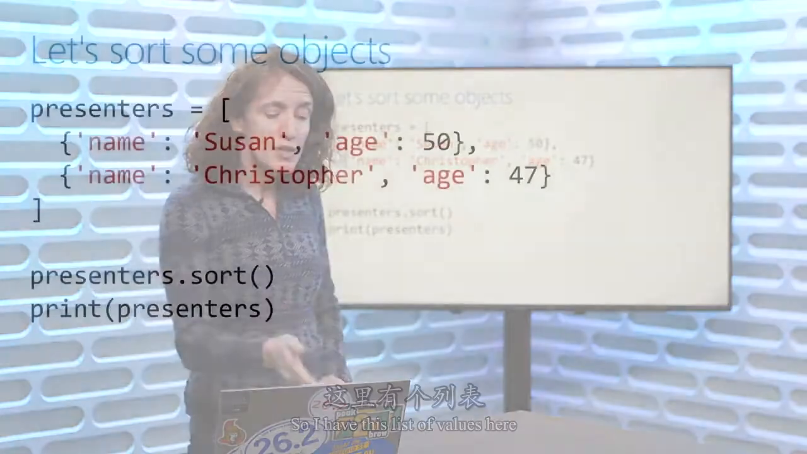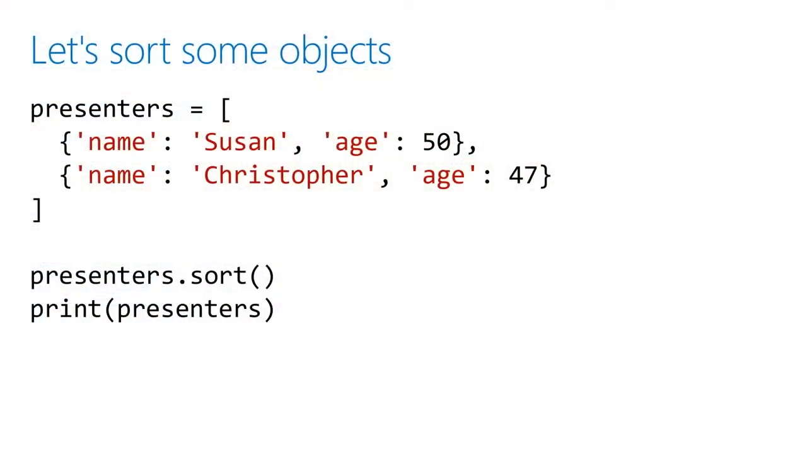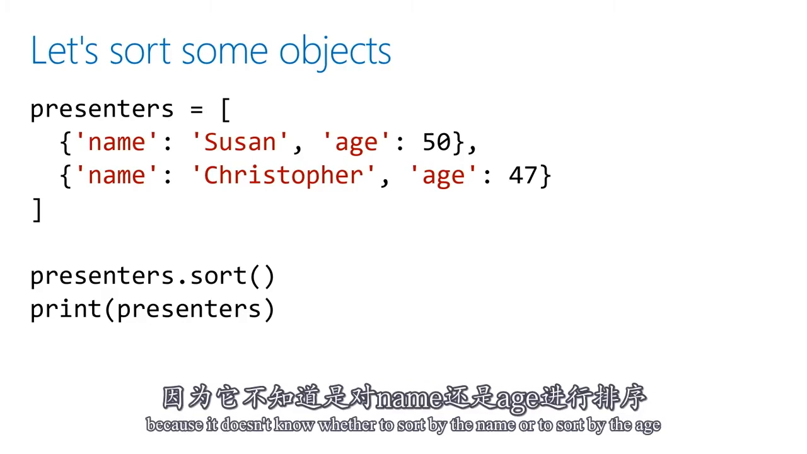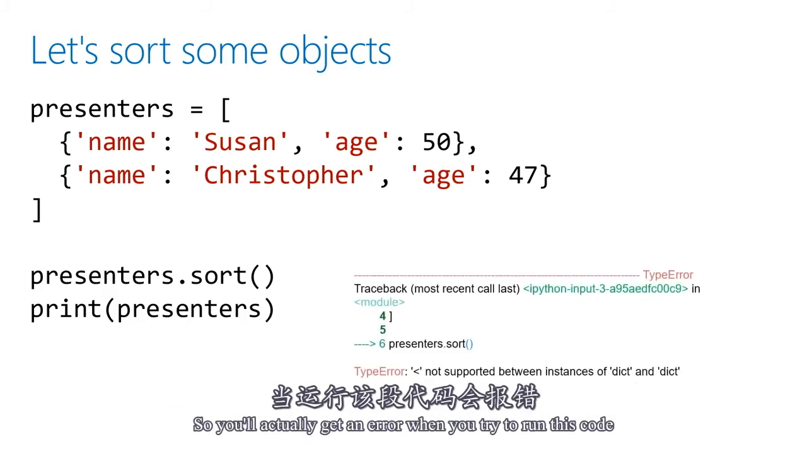It's a good thing. So I have this list of values here. I said Susan, age 50, and Christopher, age 47. And if I just call sort to try and sort that out, I'm going to get an error back because it doesn't know whether to sort by the name or to sort by the age. So you'll actually get an error when you try to run this code.